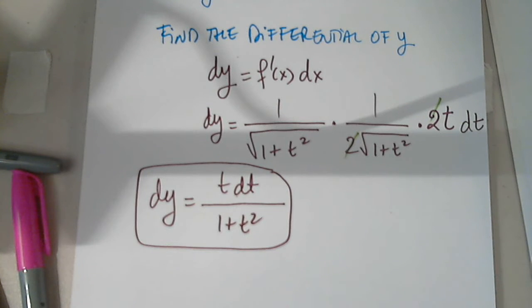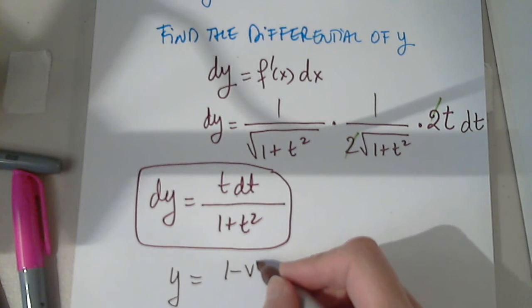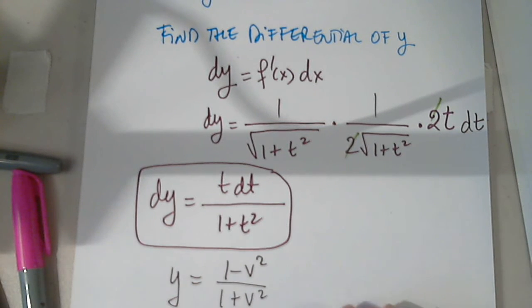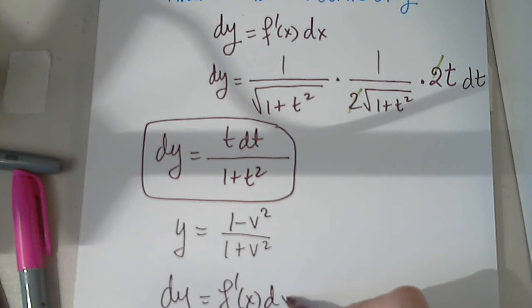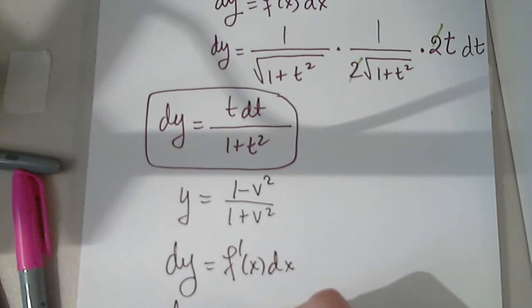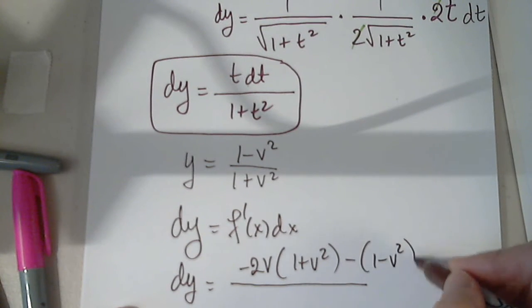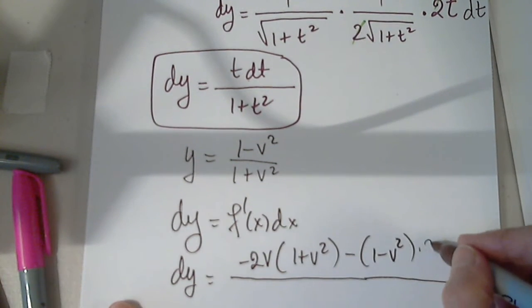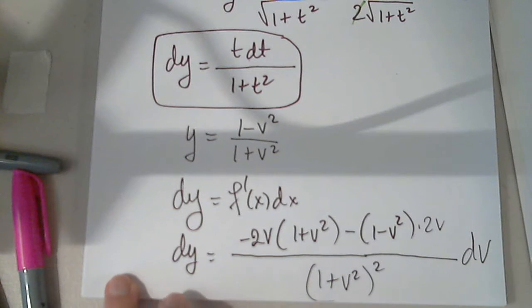Okay, let's look at another. What about y equals 1 minus v squared over 1 plus v squared? Same question. Dy will be f prime of x dx. I don't have x, I have v, but that's okay. So then dy will be the top function prime, negative 2v times 1 plus v squared, minus 1 minus v squared times the bottom prime, times dv, of course, over 1 plus v squared squared.